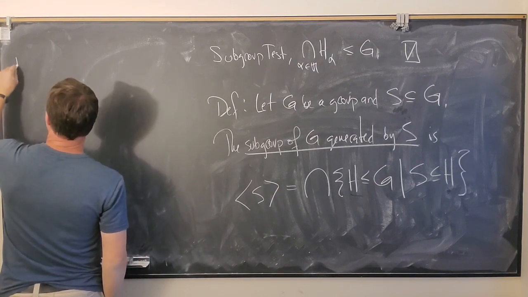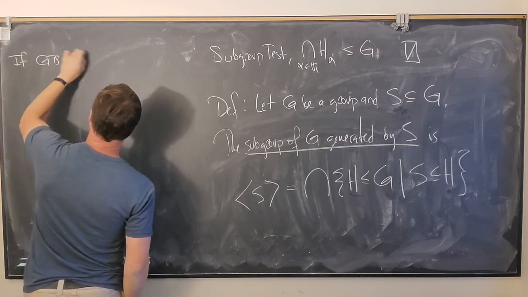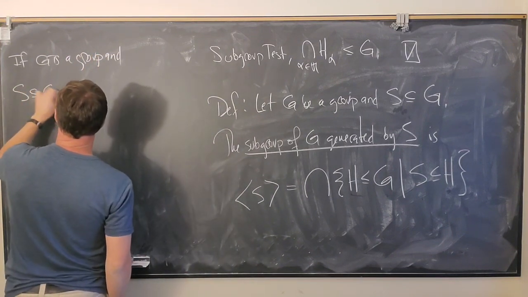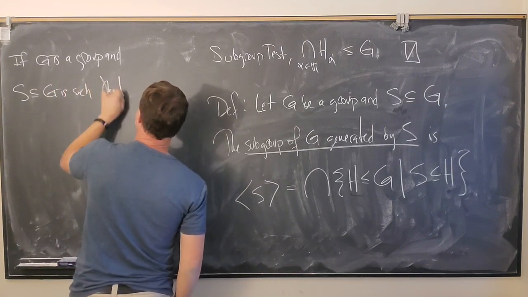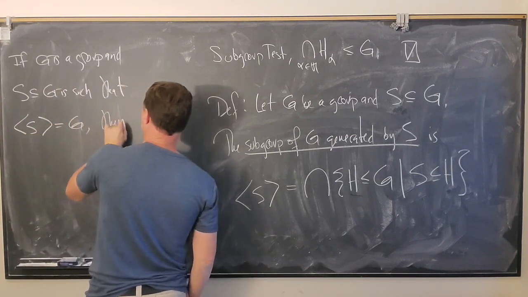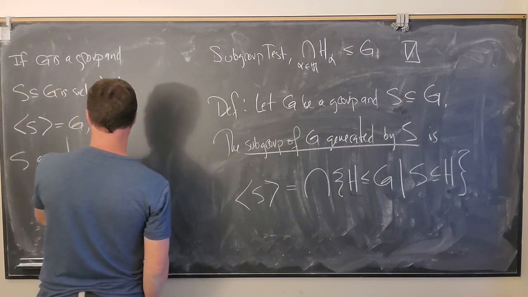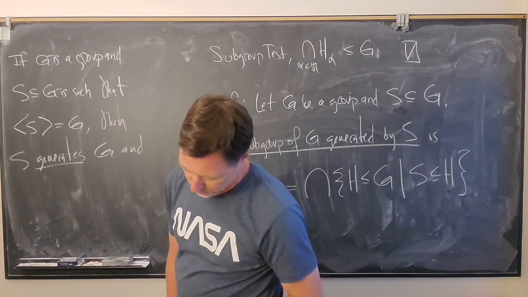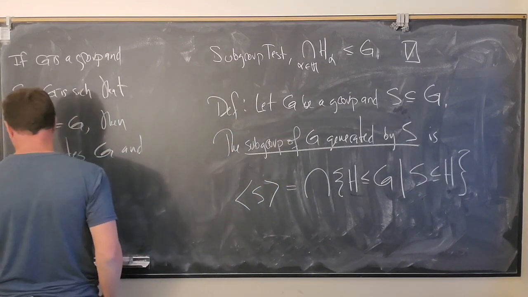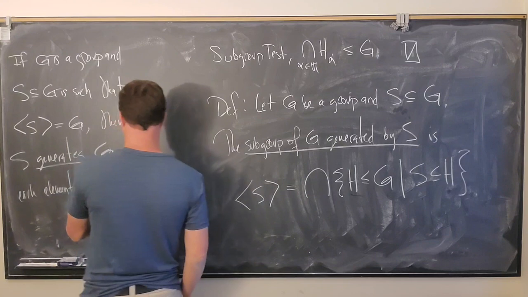Now a little bit of terminology. So if G is a group and S subset of G is such that the subgroup generated by S is equal to G, then S generates capital G, and each element of S is a generator.